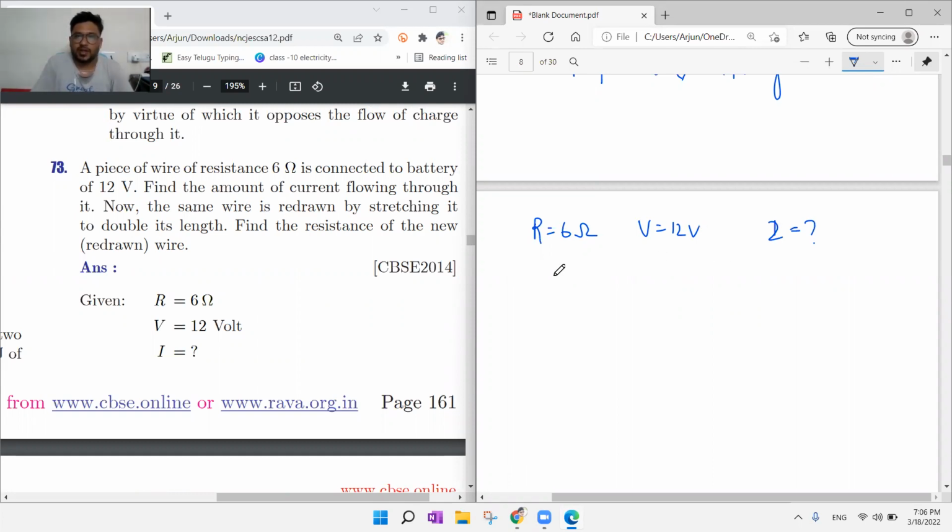In this case 1, let us try to find I. We know Ohm's law, V is equal to IR. From this, I is equal to V by R. V value is equal to 12, R value is equal to 6, 6 ones are 6, 6 twos are 12. So I is equal to 2 amp. Okay, I value we got.